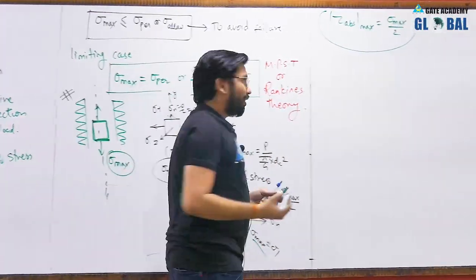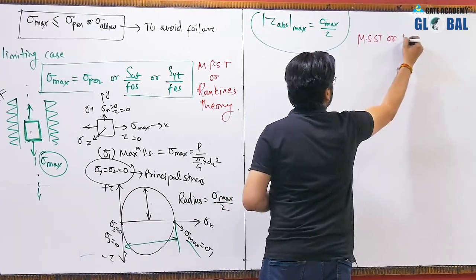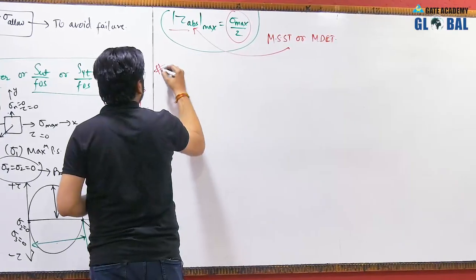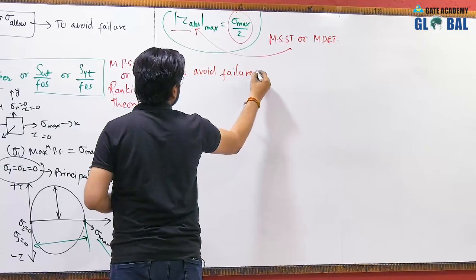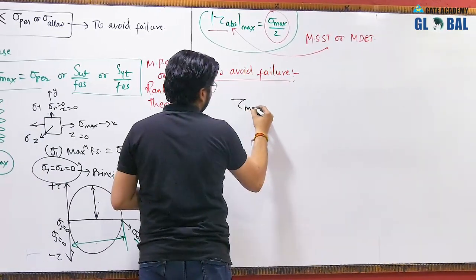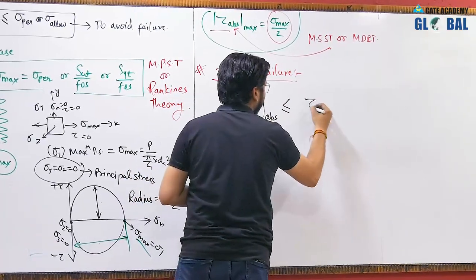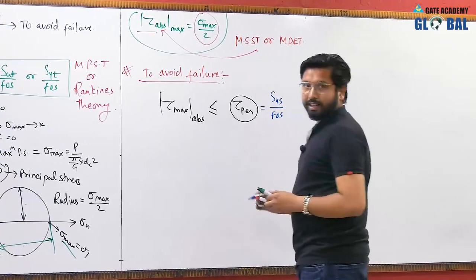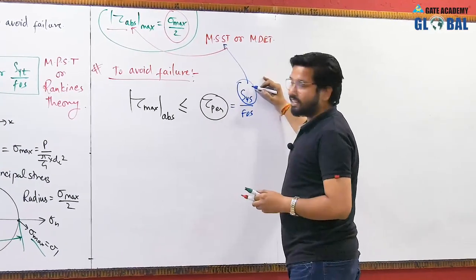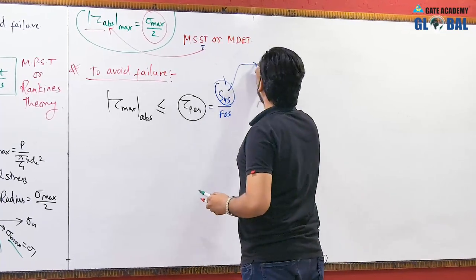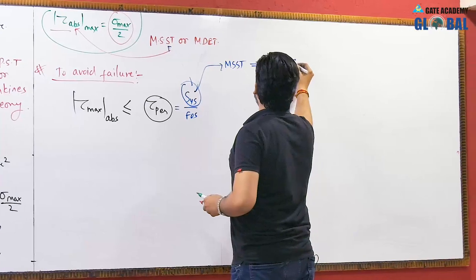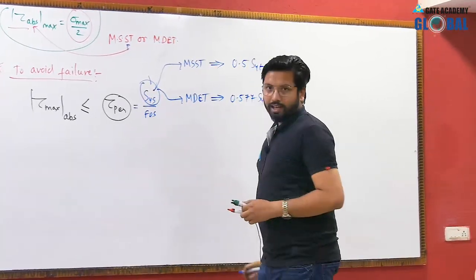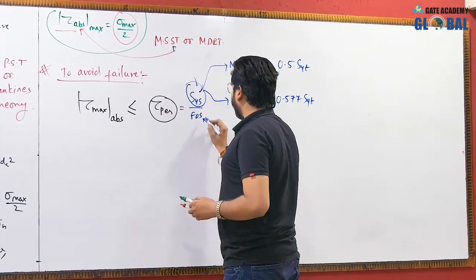And if you want to design the bolt from the maximum shear stress theory, MSST, or maximum distortion energy theory, then we will use the value of tau max absolute, which is equal to sigma max by 2. To avoid failure, tau max absolute should be less than or equal to tau permissible. Tau permissible can be written as SYS divided by factor of safety, and SYS can be calculated using MSST or MDET. As per MSST, this will be 0.5 times SYT, and as per MDET, the maximum distortion energy theory, this will be 0.577 times SYT, and hence you will be able to calculate the value of sigma permissible based on the given factor of safety.